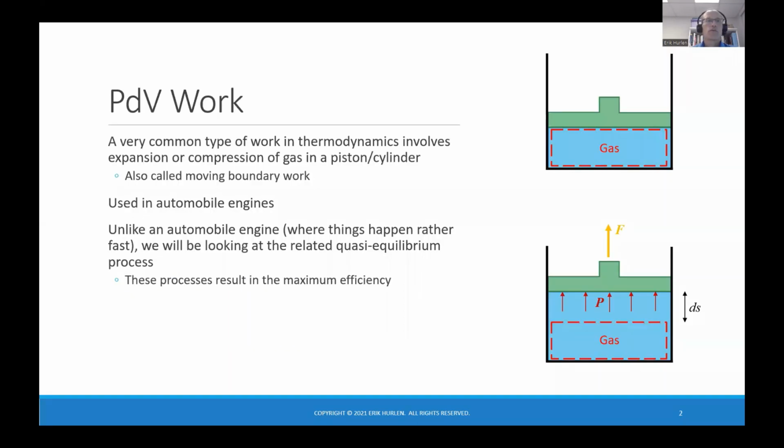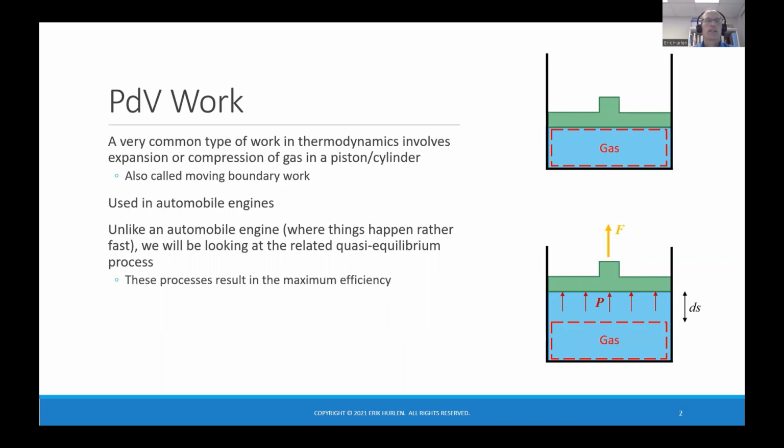A very common form of work performed in a closed system is called PdV work. This is done by changing the volume of a gas, either through expansion or contraction. A common example of this is in a piston cylinder device, such as in your car's engine. This is also called moving boundary work. The boundary of the gas is changing as it is being compressed or expanded.